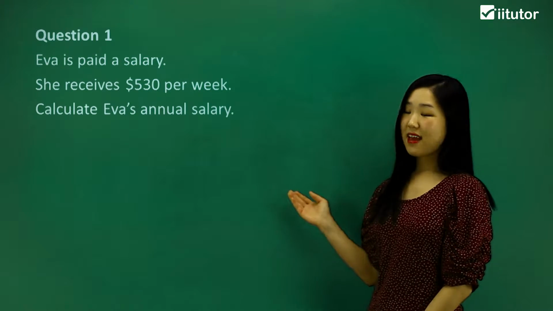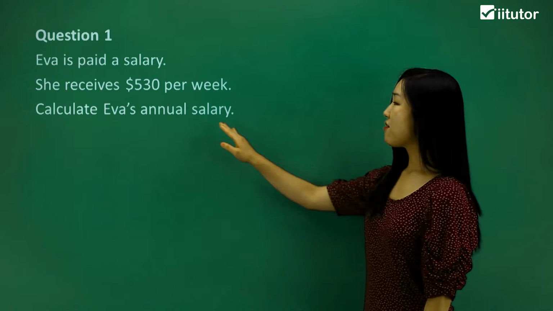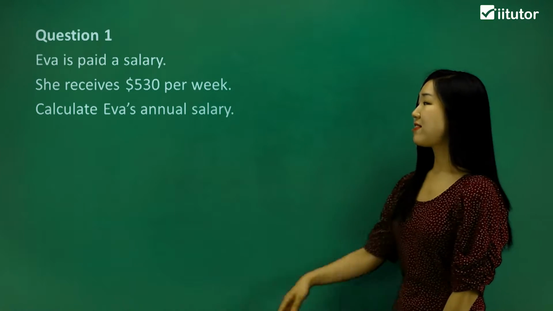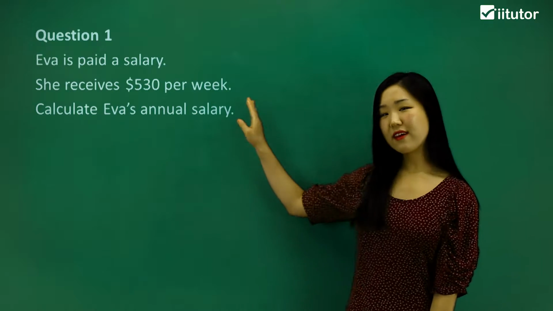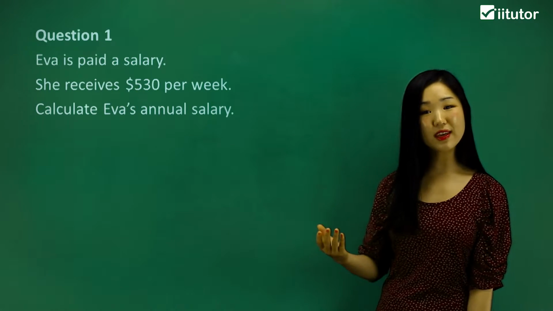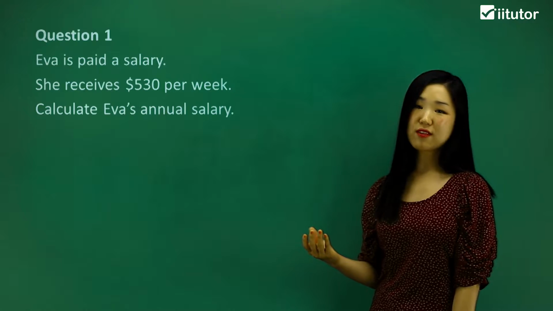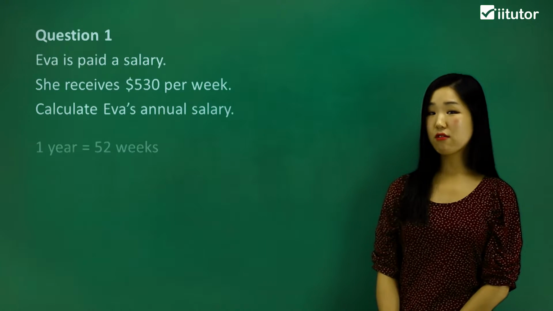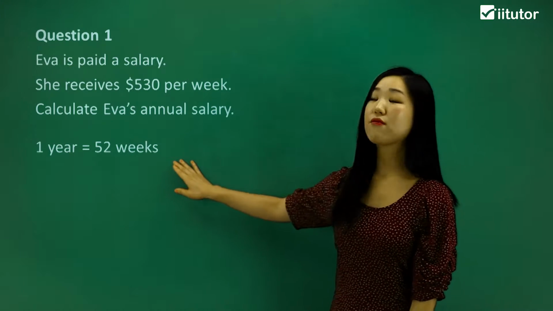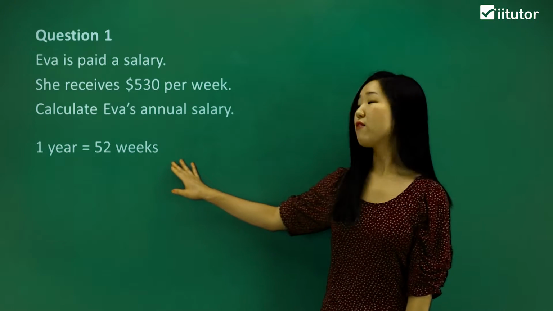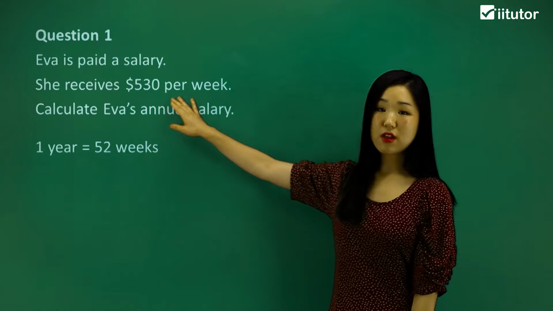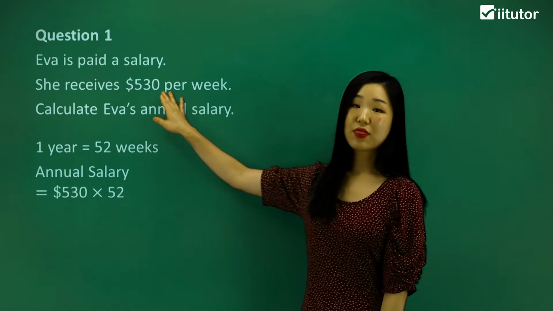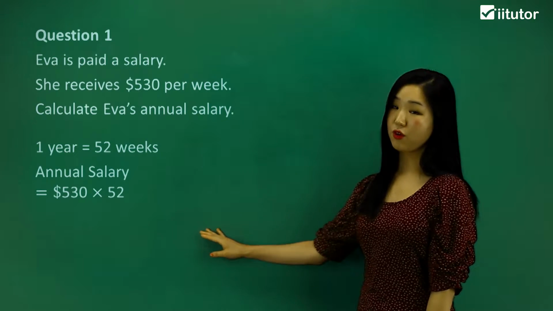Eva is paid a salary. Now she receives $530 per week. It's asking us to calculate Eva's annual salary. So they tell us how much she earns per week, but we want to know how much she gets per year. First of all, guys, you've got to remember that in 1 year there are 52 weeks. So if Eva receives $530 per week, to get the annual salary, we'll simply multiply the weekly salary by 52.